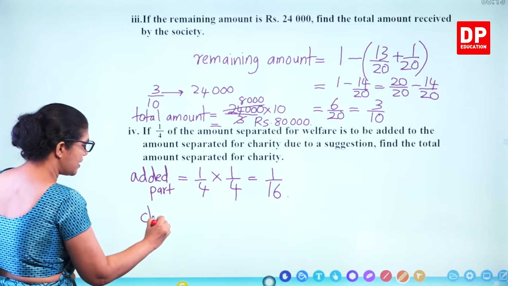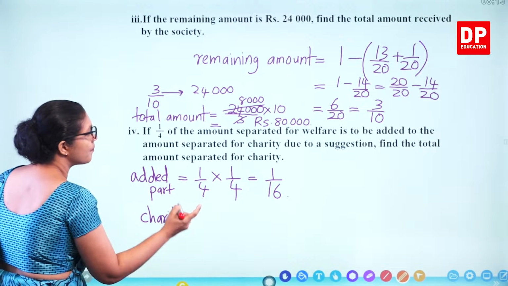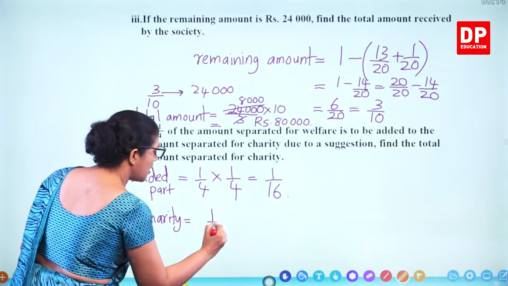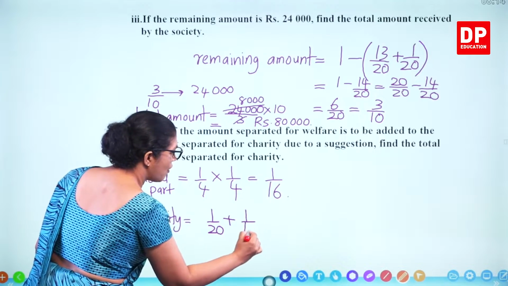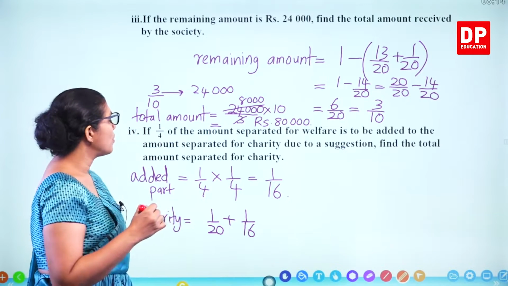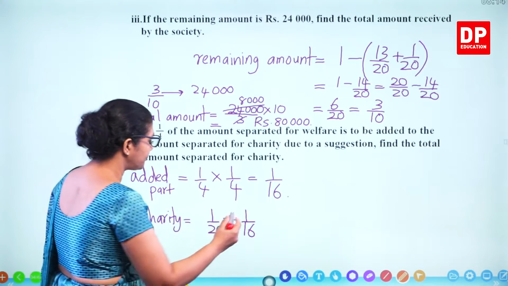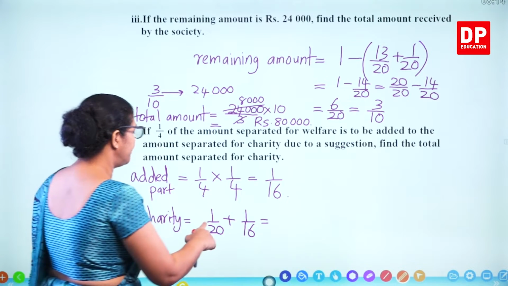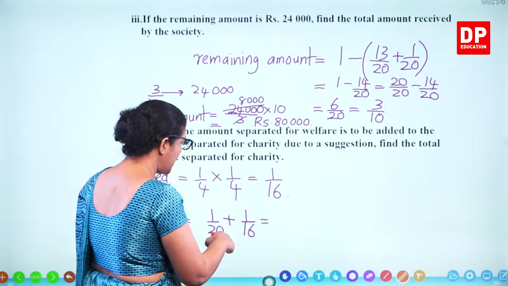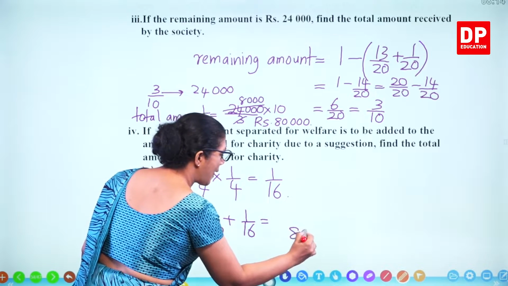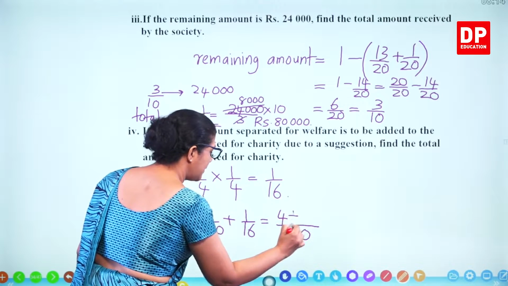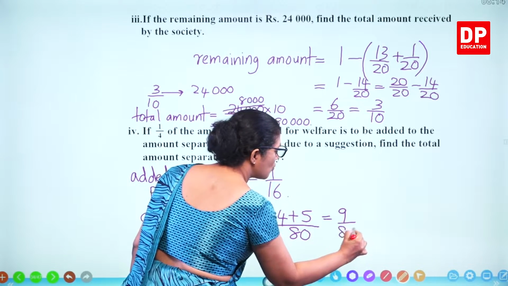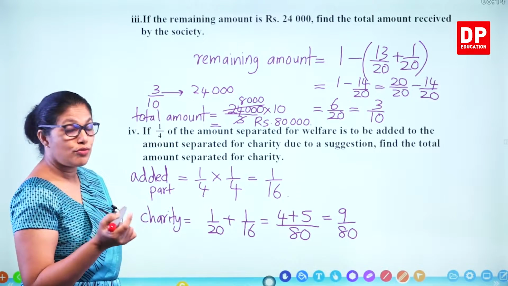So then the charity becomes, earlier the charity 1 over 20. Now this part added for that, 1 over 16. So find the total amount separated for charity. So you can find, what's the common denominator? 80. 4 plus 5, 9 over 80.